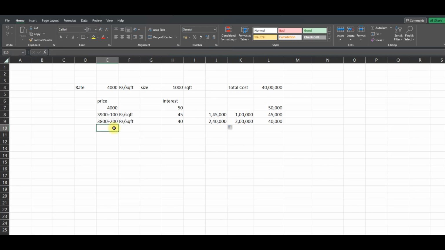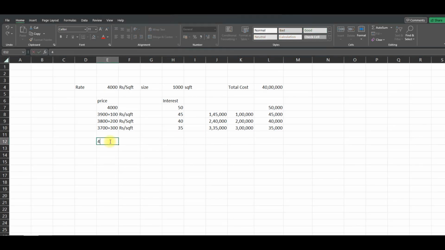Now again we are going to split this 4,000 into 3,700 plus 300 rupees per square feet. So the interest amount will again be reduced to 35 rupees. Here the interest amount multiplied by 1000 is equal to 35,000. This 300 multiplied by 1000 is equal to 3 lakh. So that is 3 lakh plus 35,000, which is the total amount of interest that will be paid to the seller.